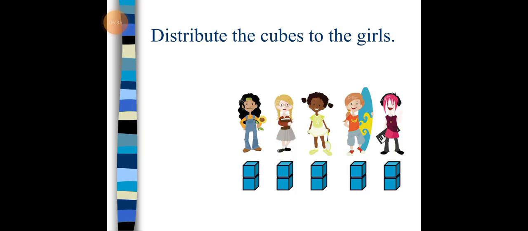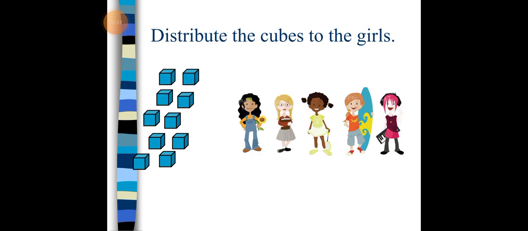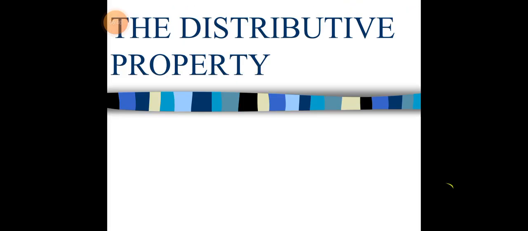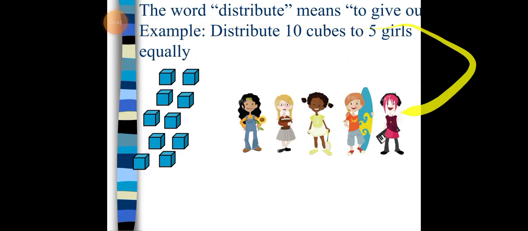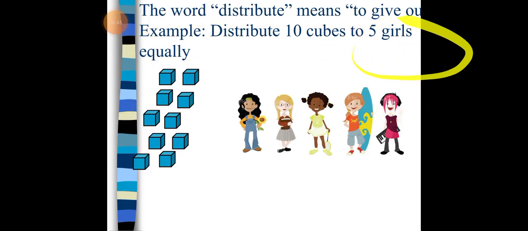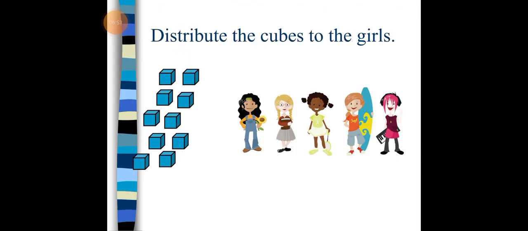Okay, so I hope you understand now. Again, I'm explaining what we had. The case was that we had 10 cubes, and we needed to distribute them among 5 girls equally. So to distribute among those 5 girls equally, we distributed the cubes to the girls. First, we distributed one among them all, and then we distributed one more among them, and then we were empty-handed. That means everyone got two.